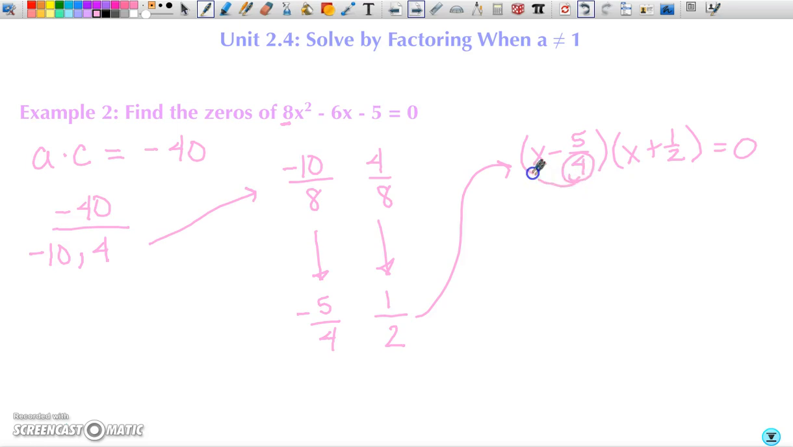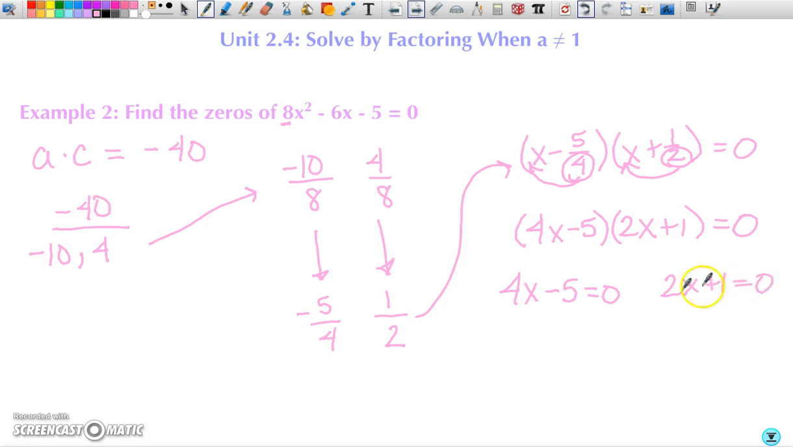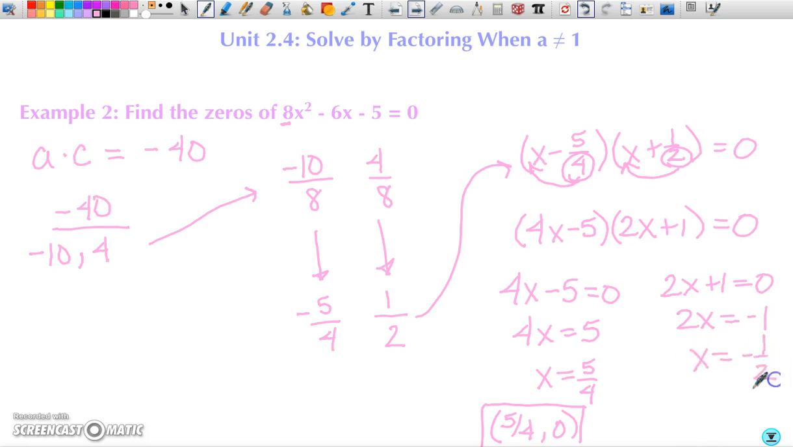Do your slip and slide, so bring your 4 up in front and bring your 2 up in front to get 4x minus 5 times 2x plus 1. And then set each one equal to 0 and solve for x. So 4x equals 5, x equals 5/4. And so your 0 would be 5/4, comma 0. So that's your first answer. And then over here we get 2x equals negative 1, which would mean x is a negative 1/2. So negative 1/2, 0 would be your second 0 for this function.